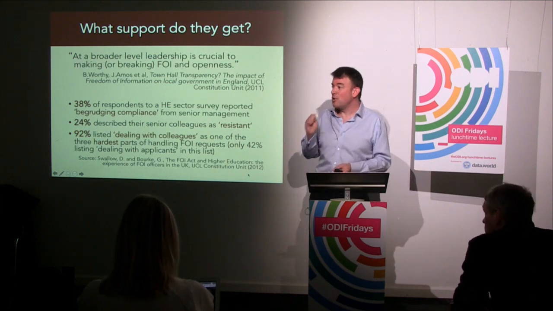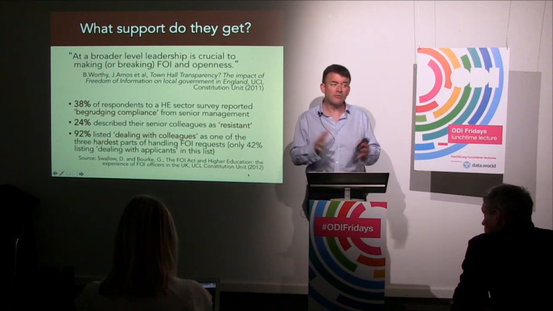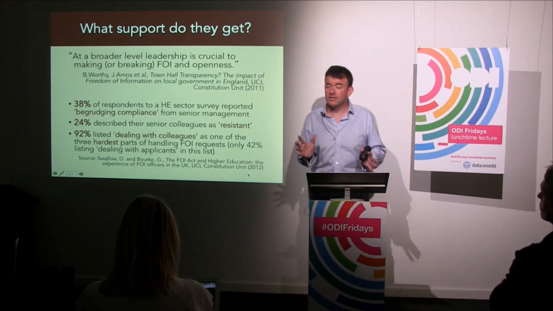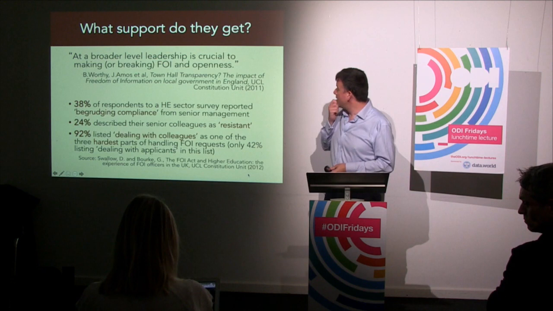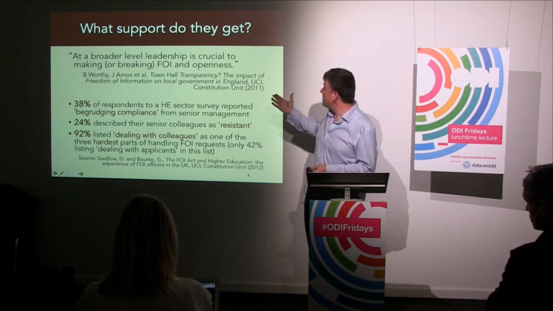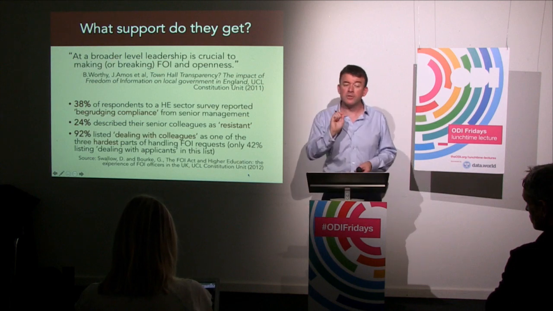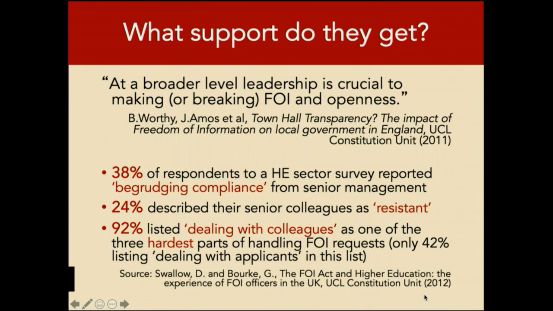Having leadership at the top of an organisation that supports freedom of information is really important. So having the right governance structure in place is really essential. This is a quote from Ben Worthy and Jim Amos's report. It's basically the Constitution Unit's report from a few years back, looking at local government and how they deal with freedom of information. And one of their conclusions was that leadership is crucial to making or breaking FOI and openness in general.